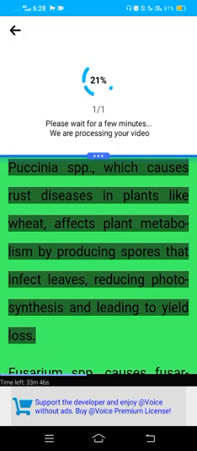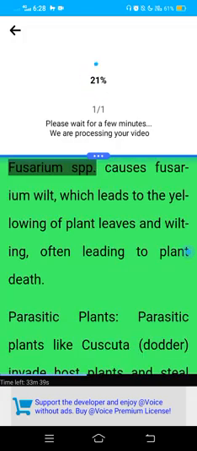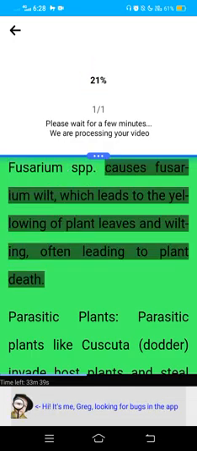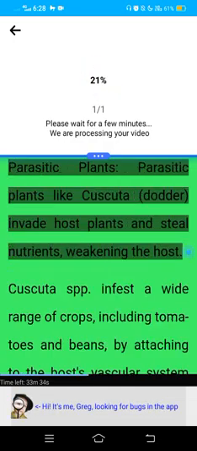Puccinia spp, which causes rust diseases in plants like wheat, affects plant metabolism by producing spores that infect leaves, reducing photosynthesis and leading to yield loss. Fusarium spp. causes fusarium wilt, which leads to the yellowing of plant leaves and wilting, often leading to plant death.